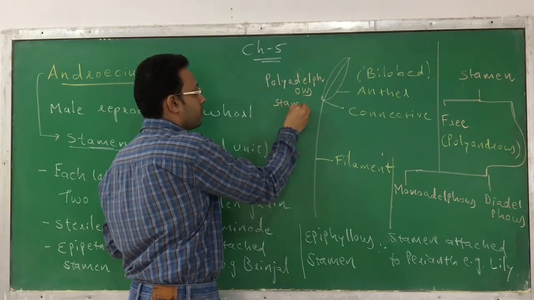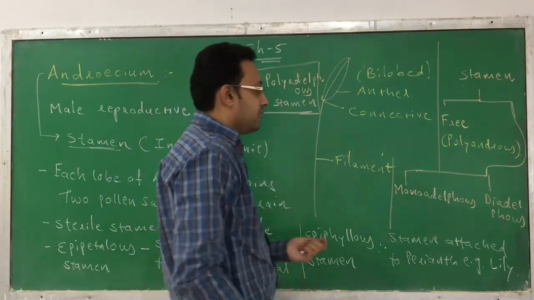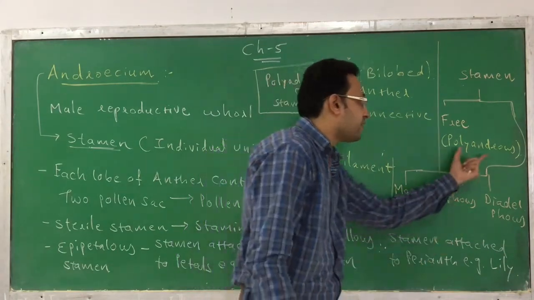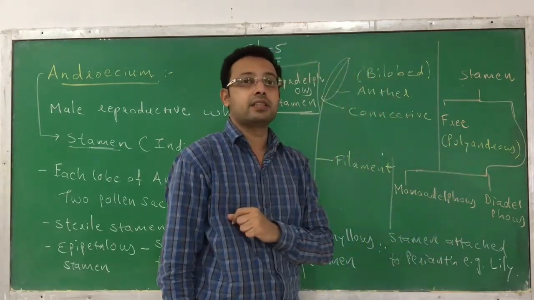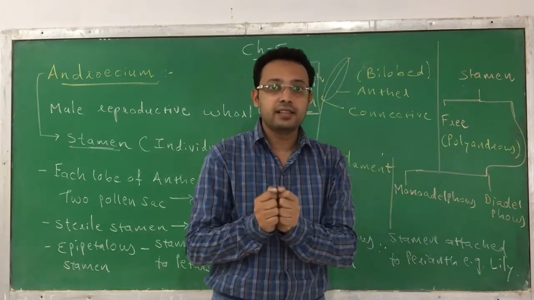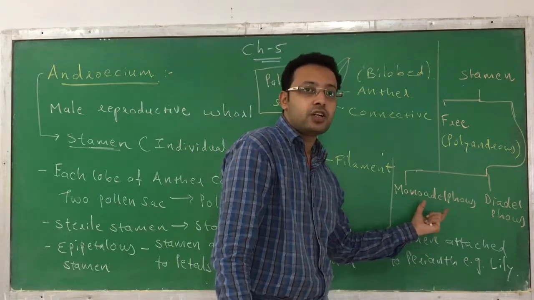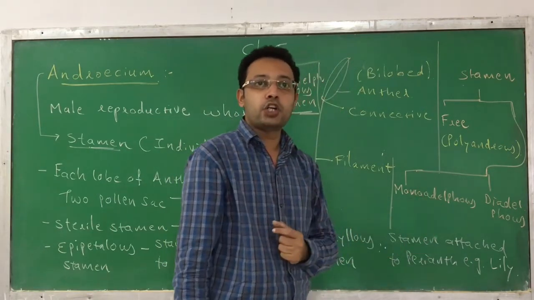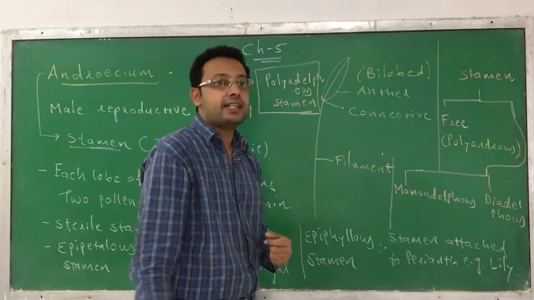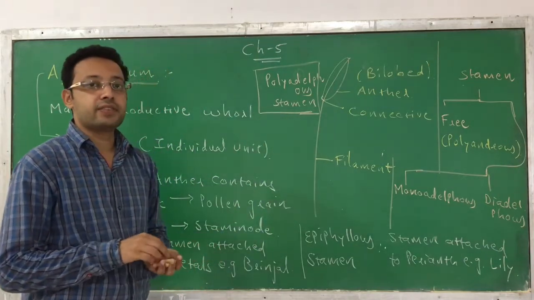Clear? So the stamens can be arranged in different ways. Either they may be free, and if free, you can call it polyandrous. Or they are attached and form a bunch or bundle. Clear? They are joined. If they form a single bundle or single bunch, it's called monoadelphous. If they form two bunches, then it is called diadelphous. If they form more than two bunches, then it is called polyadelphous.